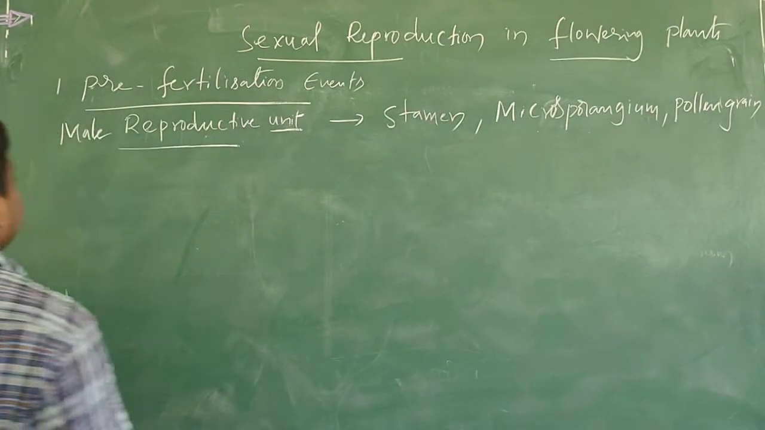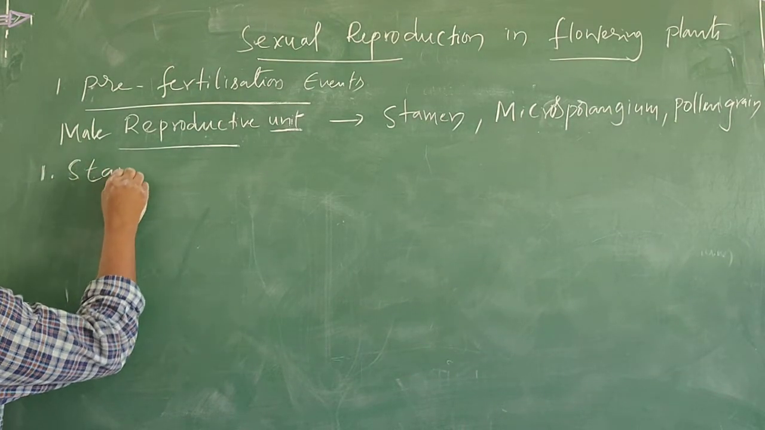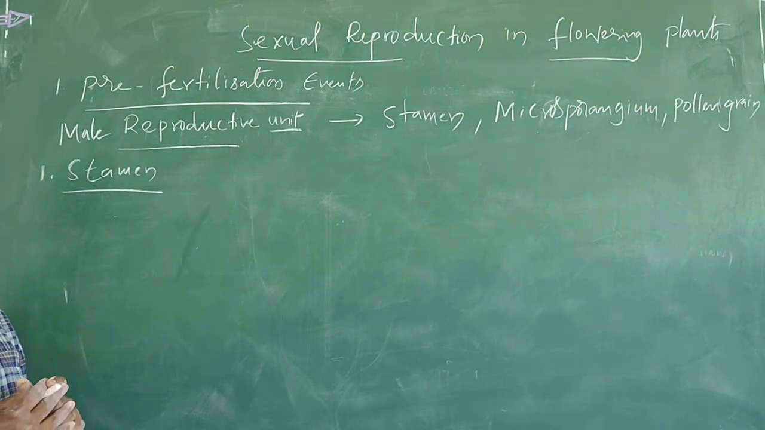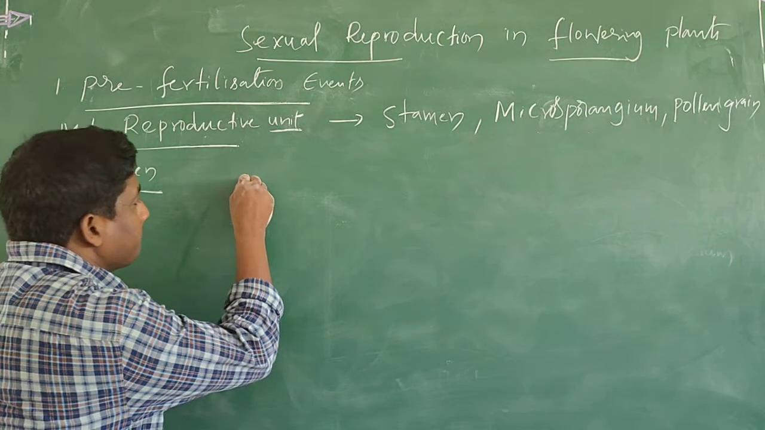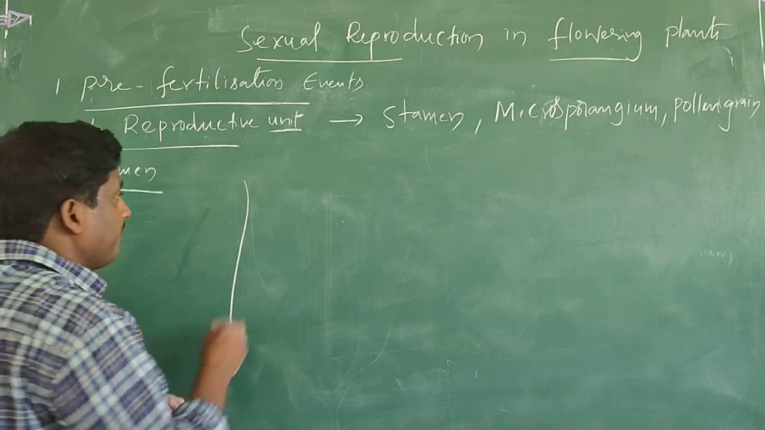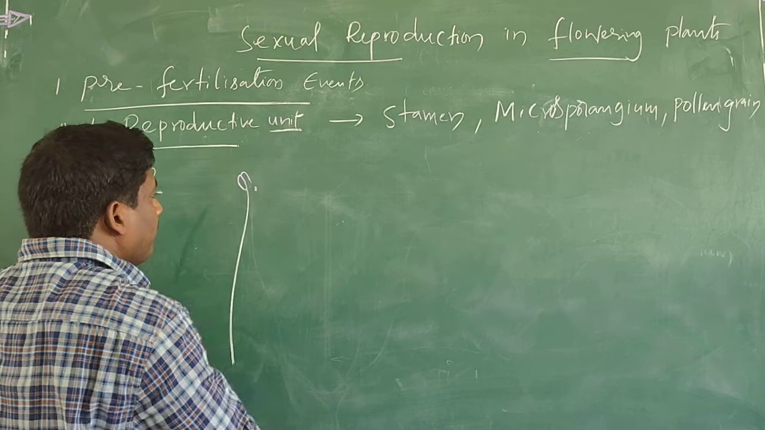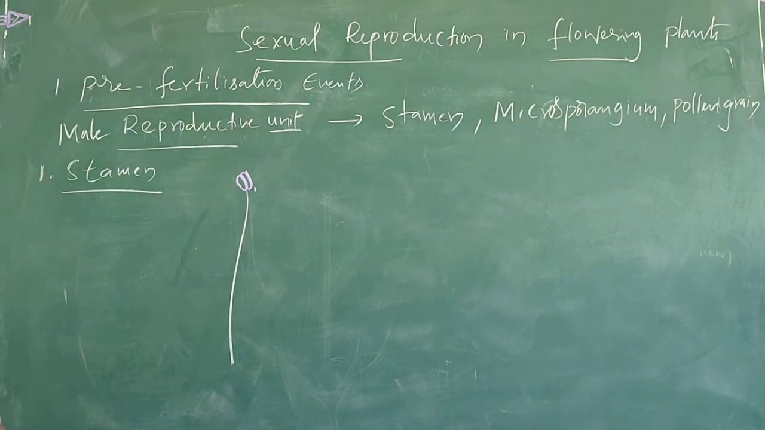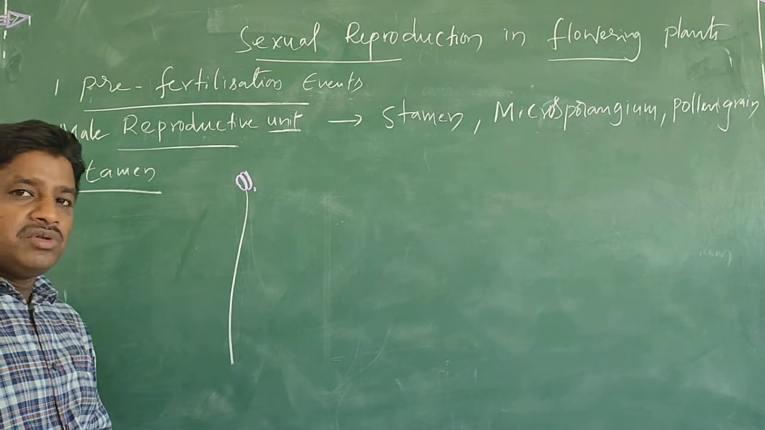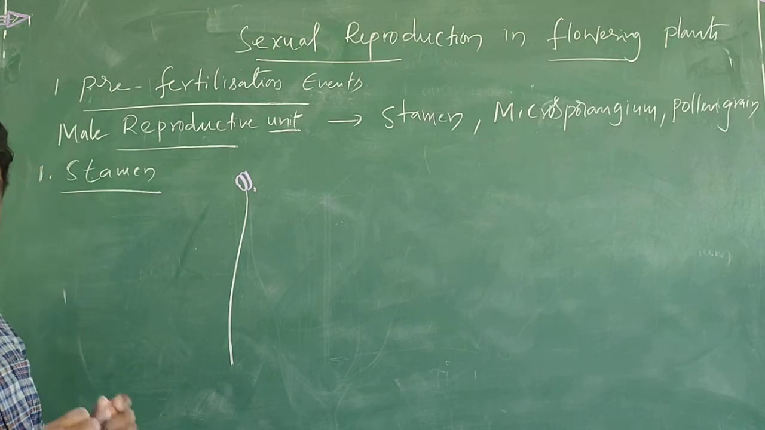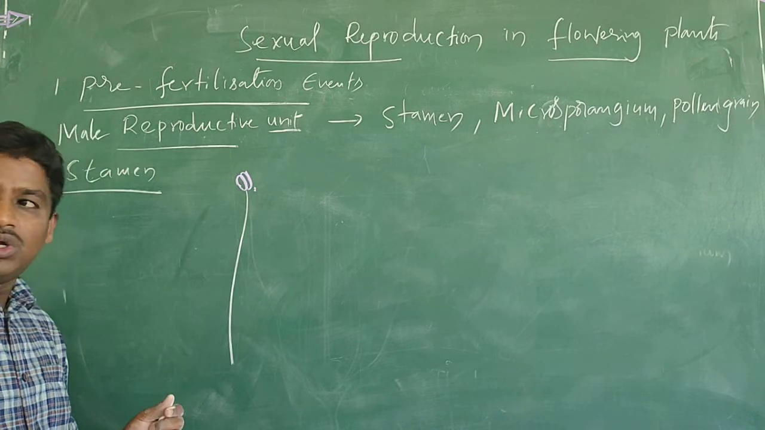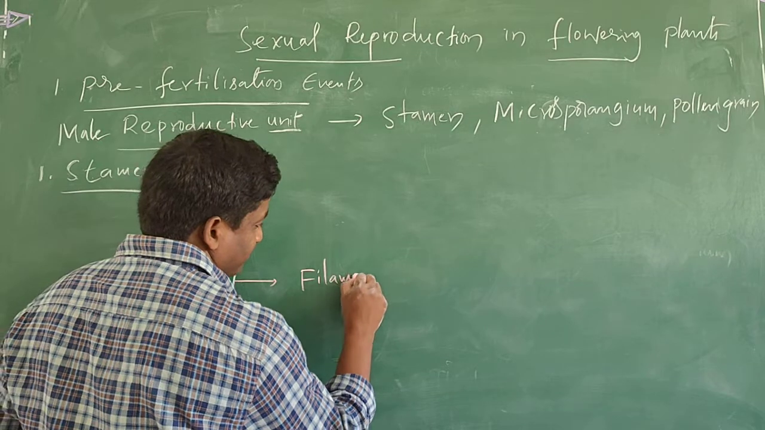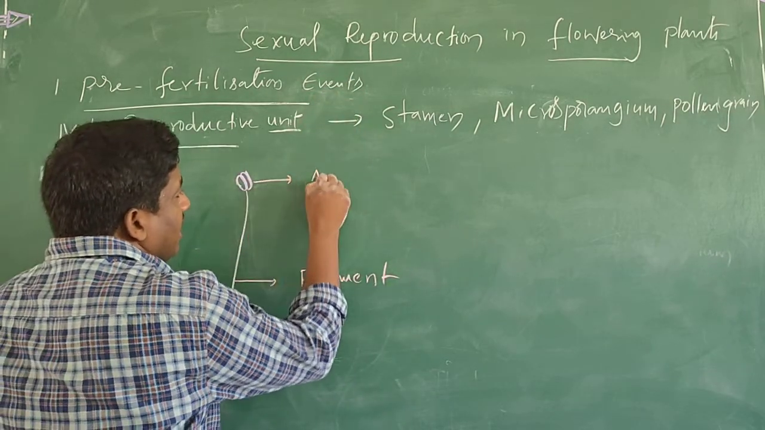First, in the stamen, what are the main parts present? So this is the stamen. The stamen consists of two different parts. First one, filament, and the second one, anther.